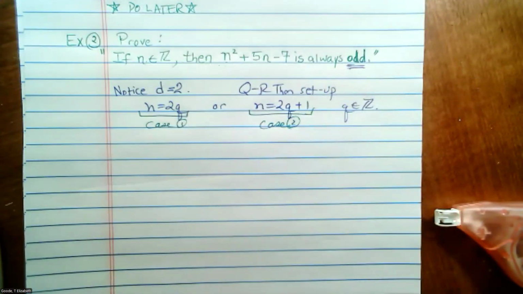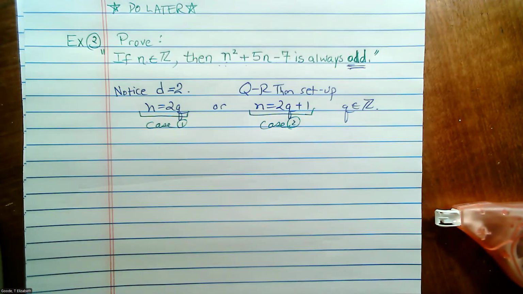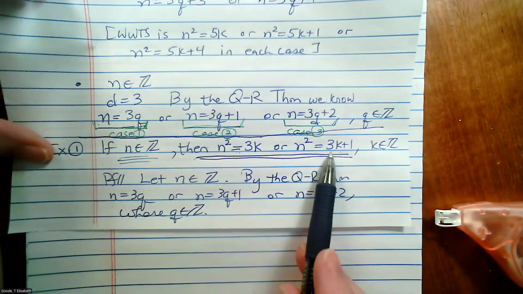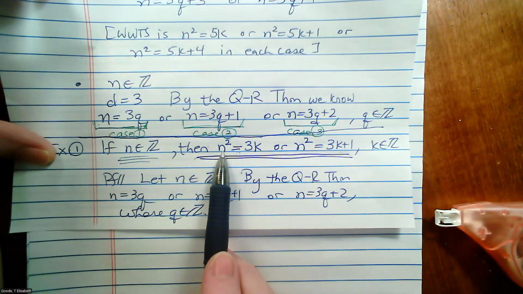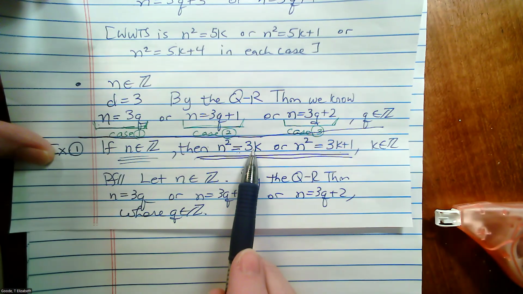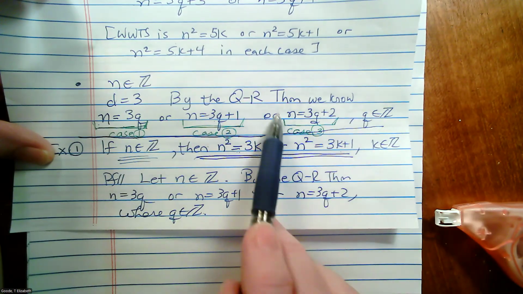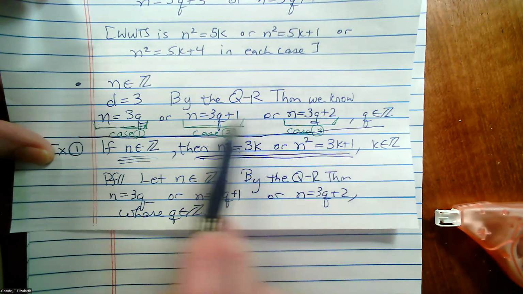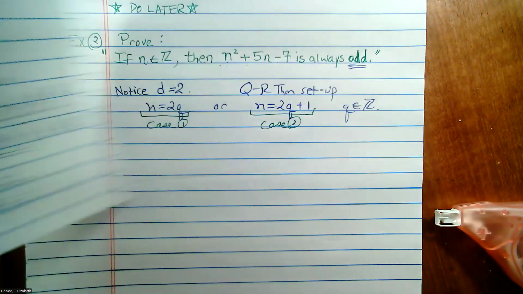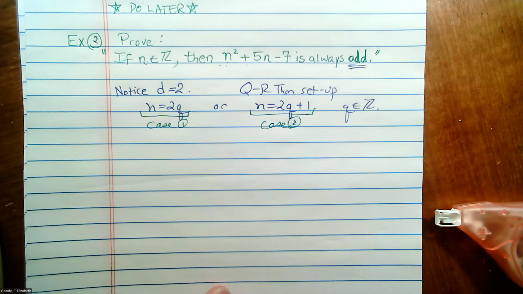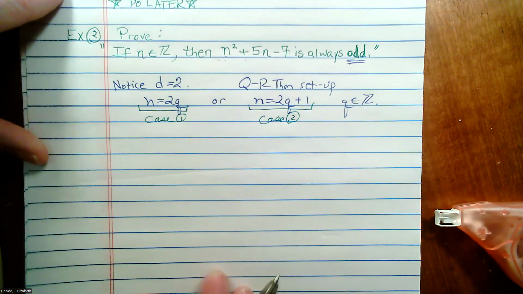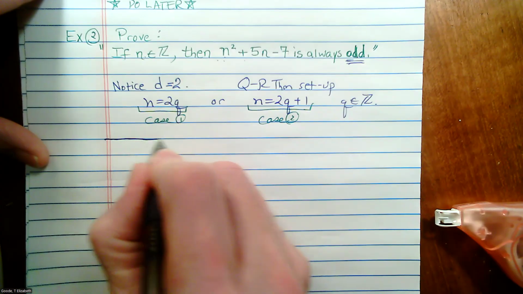But later, when we get something more complicated, like this statement in example one, we get confused because we see something about n squared looking like 3k or n squared looking like 3k plus 1, and we accidentally forget that that doesn't mean n can't look like 3q plus 2. See what I mean? So that's the main problem students happen to have with proof by cases.